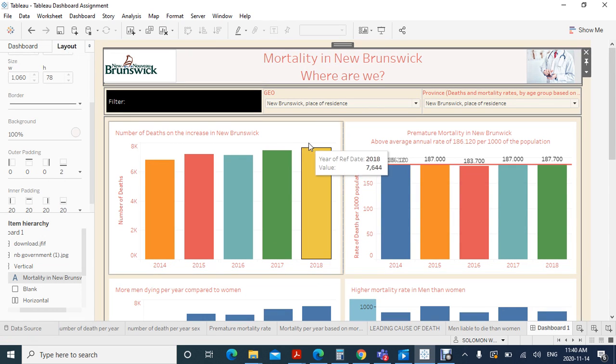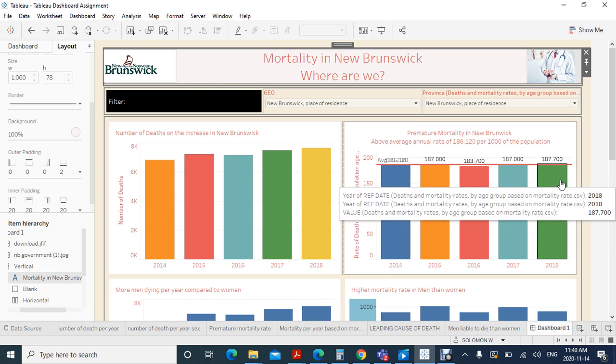So let's go to my dashboard to actually give us a good overview of where we are in terms of mortality in New Brunswick, to know what is the population health of New Brunswick. So as discussed before, now we can see the numbers of deaths in New Brunswick is on the rise. 2018, if we had sufficient data for 2020, you also understand that there could also be a rise in death.